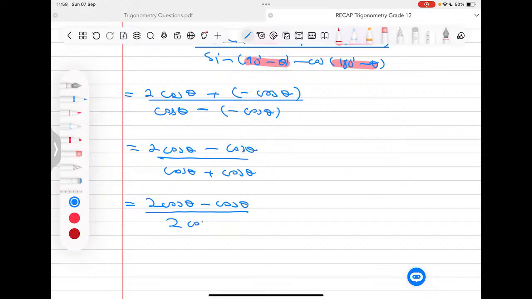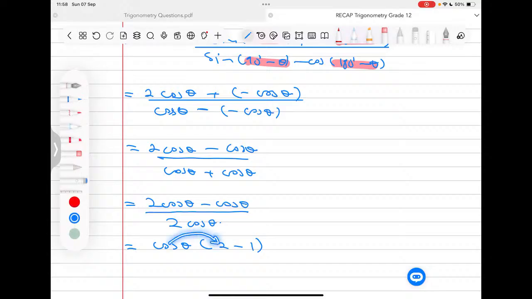Here I can add these two so that they give me 2 cos theta, because I have 2 of them. It's like having x plus x, it will give you 2x, right? Think of it that way. We're adding the same trig ratios. Now it tells me that I should take out the common factor. You see here we have a common factor of cos, so now I can take out, not 2, but the cos of theta. It means here I'm going to remain with a 2, and here I'm going to remain with a 1.